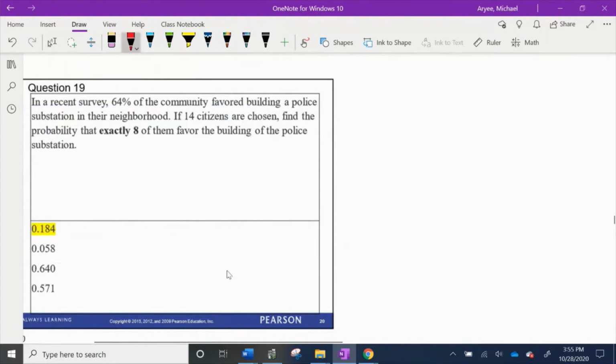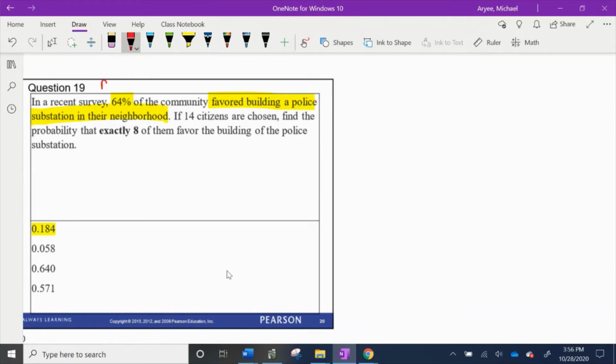Okay. So I have a question here. They gave me a category: this percent favor building a police station in their neighborhood. What does this question feel like? What type? If 64% favor building a police substation in their neighborhood, then what? Could someone fill that gap? Then you do 1 minus 0.64.